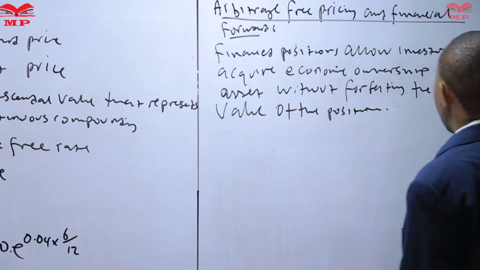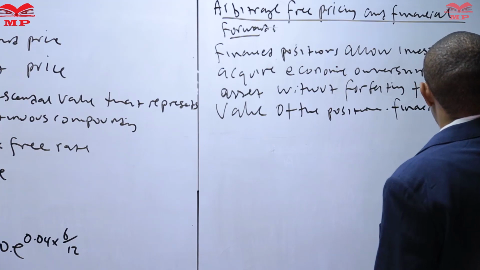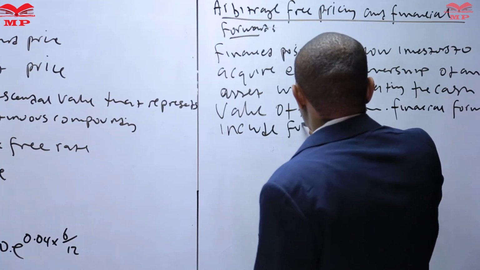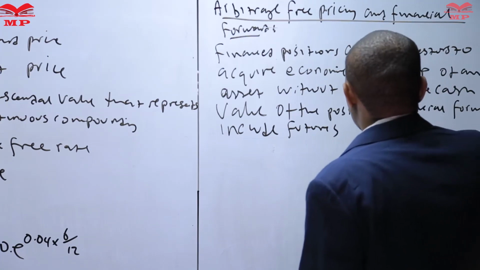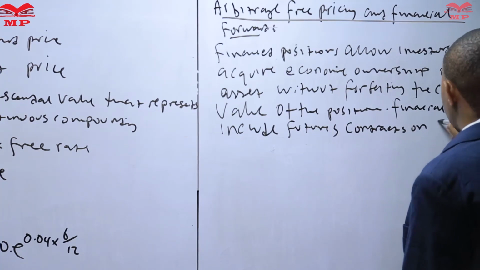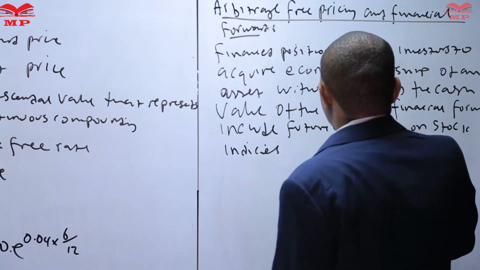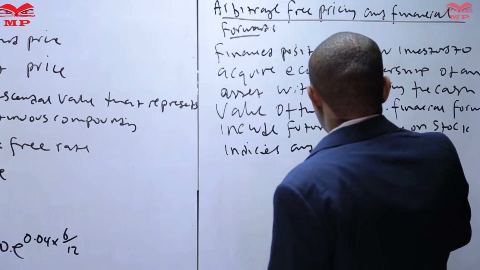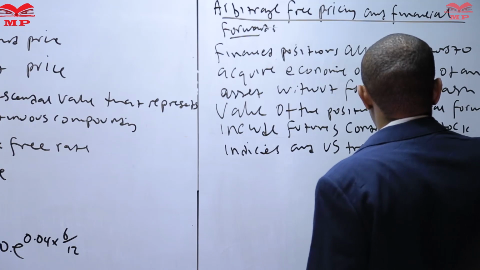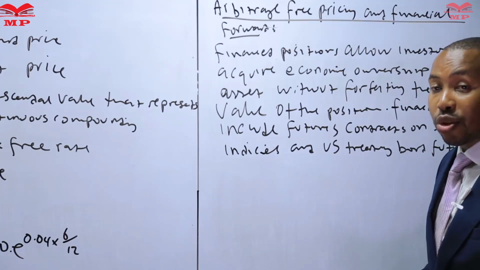You can continue and say that financial forwards include futures contracts on stock indices, and also US Treasury bond futures, so that we're providing a description of what financial forwards are. Now, we can build on what we've actually done over here.